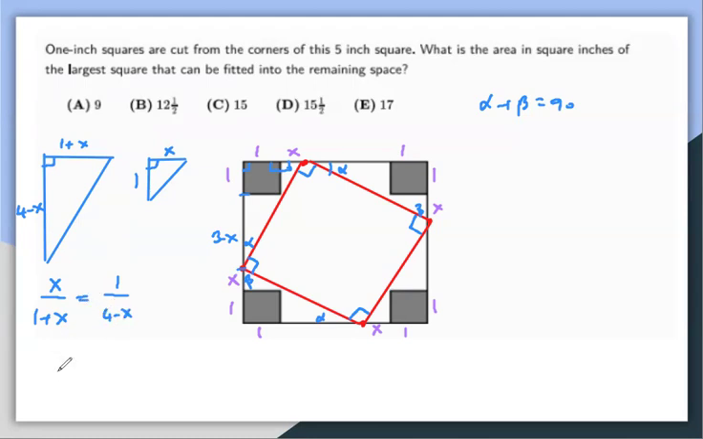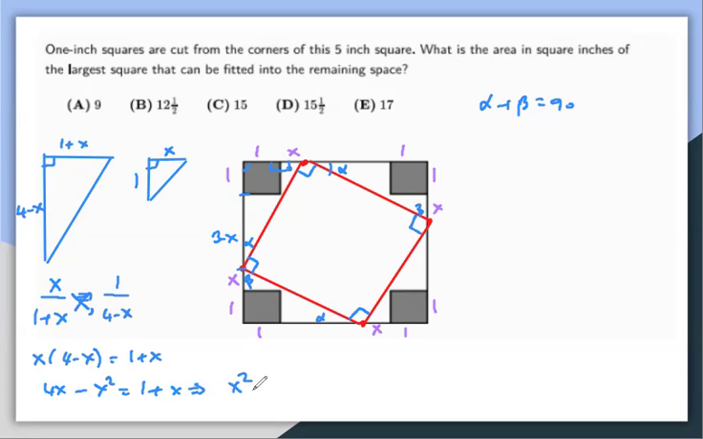So now I'll do cross multiplication. If I do that, I should be getting x times 4 minus x equals 1 times 1 plus x. Let's expand this. So 4x minus x squared equals 1 plus x. So I'm going to pull everything to one side. I'm going to add x squared to both sides, so we will get x squared on the right side. And then subtract 4x from both sides.